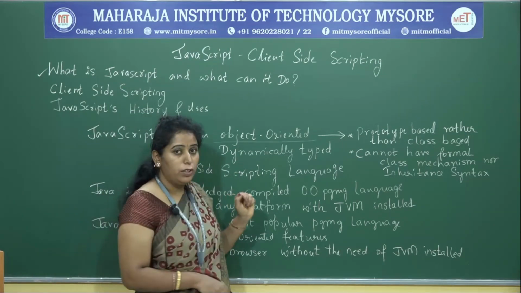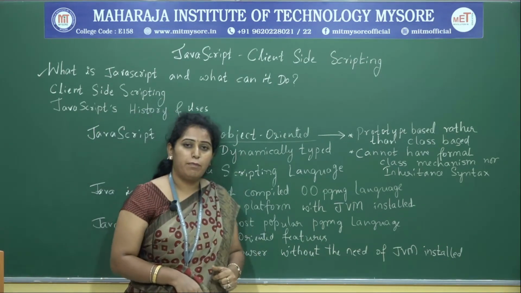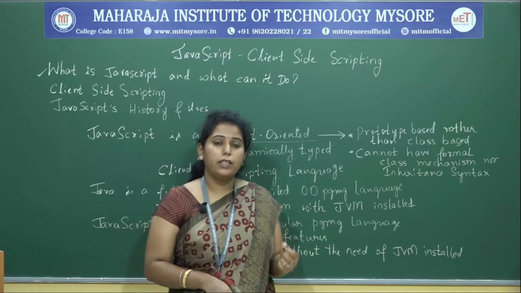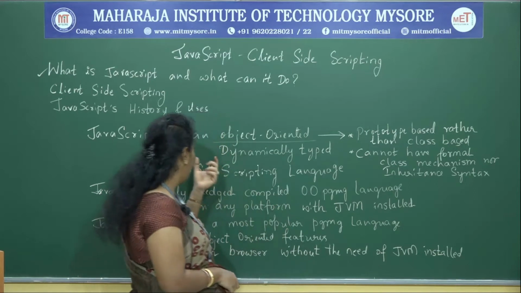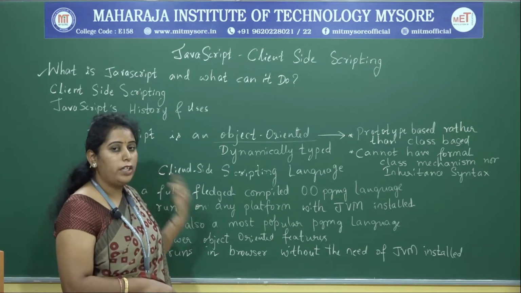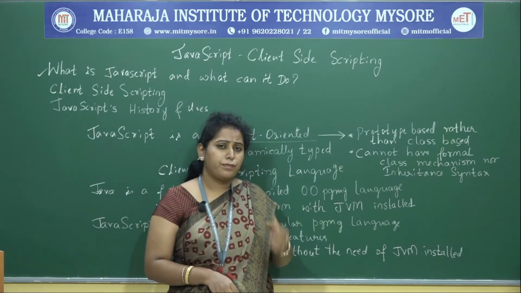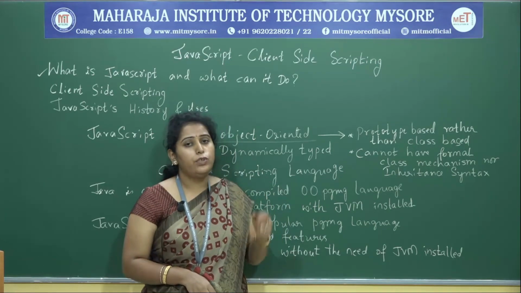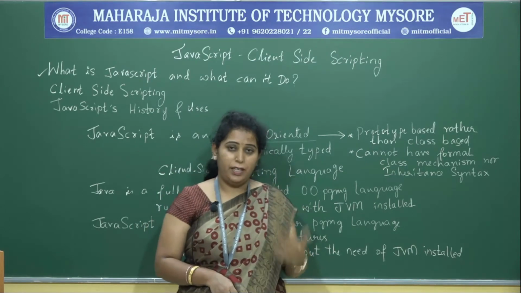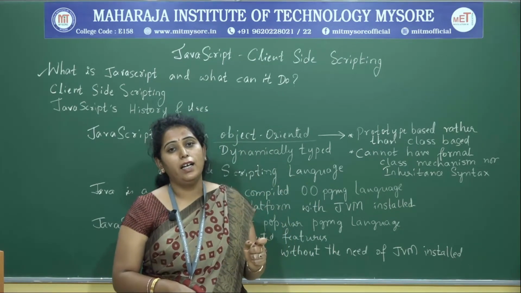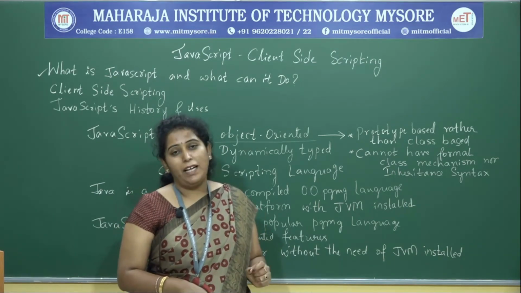Next is that JavaScript is dynamically typed. What does dynamically typed mean? I will take a difference with respect to Java so that you can easily understand JavaScript. In Java, when you declare a variable, you need to specify the data type, which says what type of data the variable is going to hold. This is done at compile time.